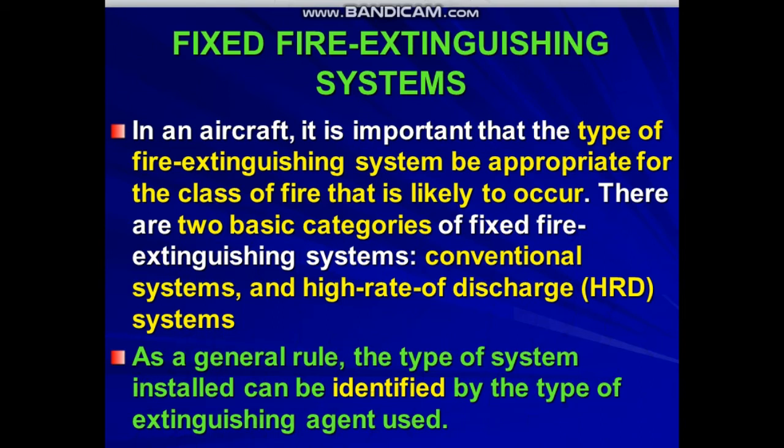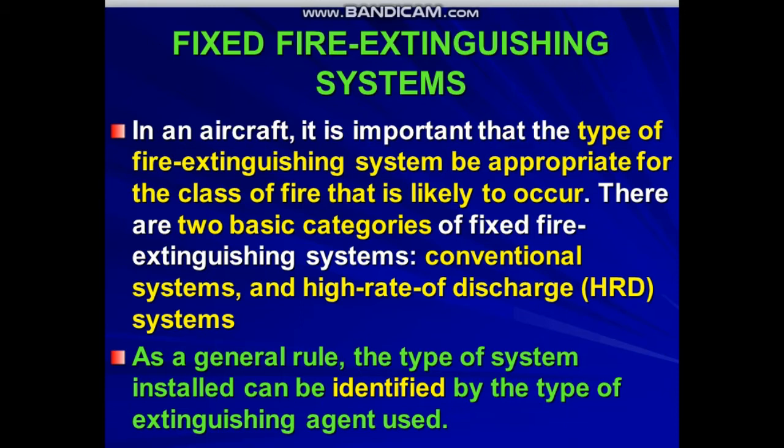Today is the last video talking about chapter 16, fire protection system. In the last video we talked about the first type of fire extinguishing system, which was the portable system. Today we will talk about the second type, fixed fire extinguishing system.